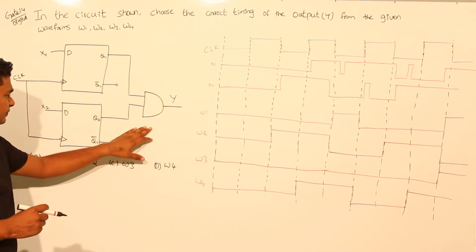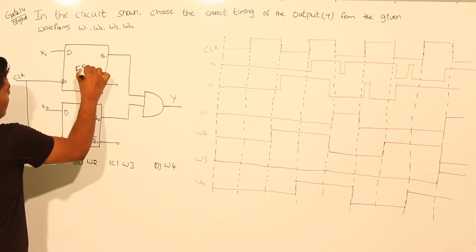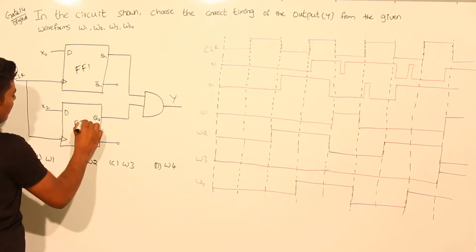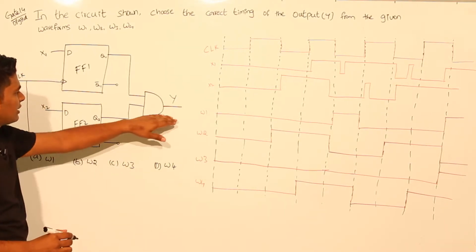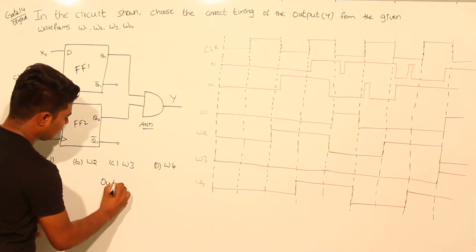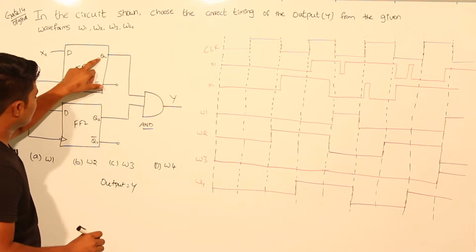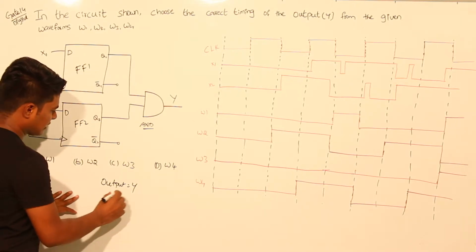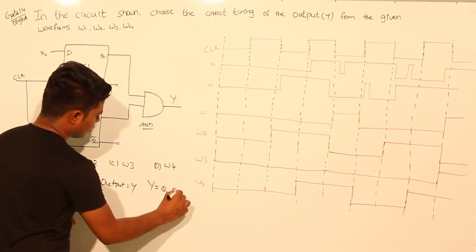This is the question given, where two D flip-flops are there. This is flip-flop 1 and this is flip-flop 2. This is an AND gate. For this AND gate, Y is the output, and for this Y there are two inputs, Q1 and Q2. So we can write Y equal to Q1 into Q2.